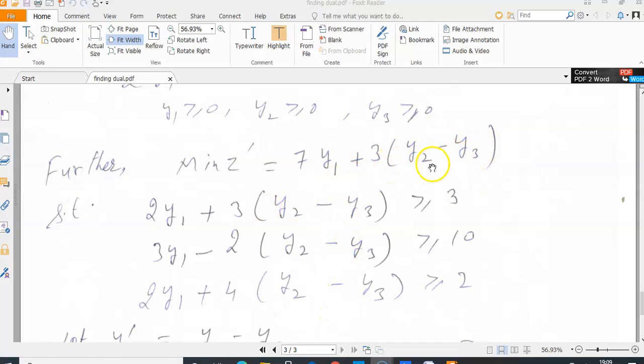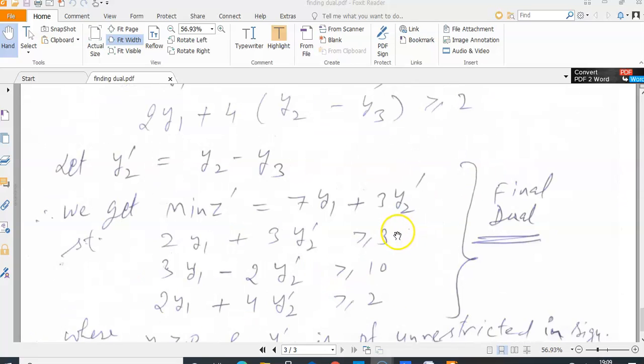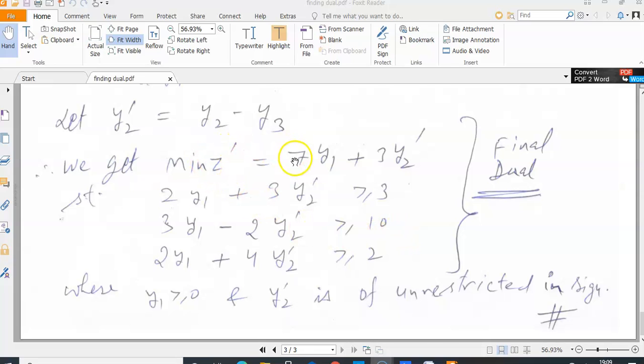Now this y2 minus y3 can be written as a different variable. Let this be denoted by y2 dash. So if I denote this by y2 dash, I get this problem. Minimize z dash equal to 7y1 plus 3y2 dash, 2y1 plus 3y2 dash greater than equal to 3, 3y1 minus 2y2 dash greater than equal to 10, 2y1 plus 4y2 dash greater than equal to 2, where y1 is greater than equal to 0 and y2 dash is unrestricted in sign.